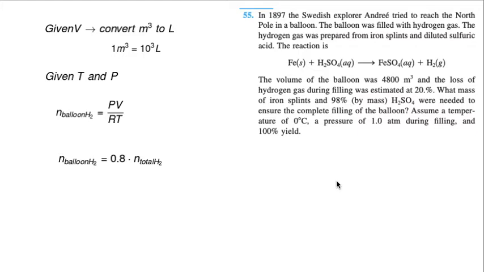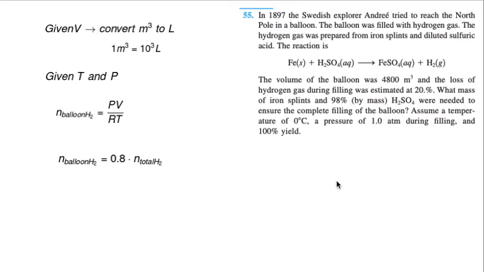55. In 1897, the Swedish explorer André tried to reach the North Pole in a balloon. The balloon was filled with hydrogen gas. The hydrogen gas was prepared from iron splints and diluted sulfuric acid. The reaction is provided. The volume of the balloon was 4,800 meters cubed, or cubic meters, and the loss of hydrogen gas during filling was estimated at 20%.